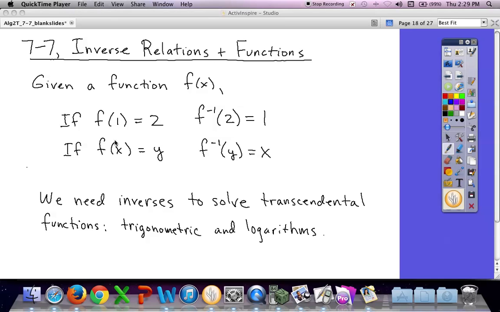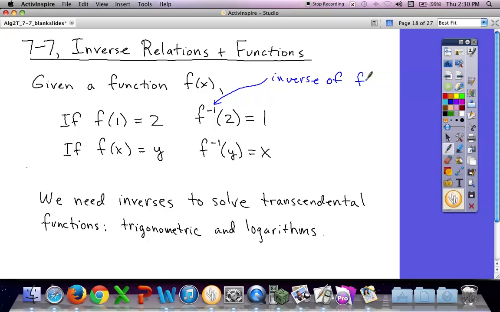Okay. If a function has an inverse, then it works like this. If I could say f of 1 equals 2, I'm just making this up, right? Then f to the minus 1, when you put this little superscript there, that's how you designate an inverse function, right? This thing right here means inverse of f.